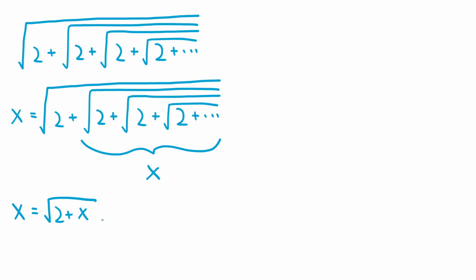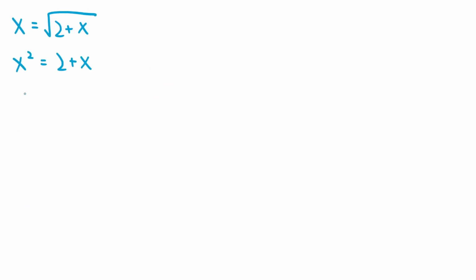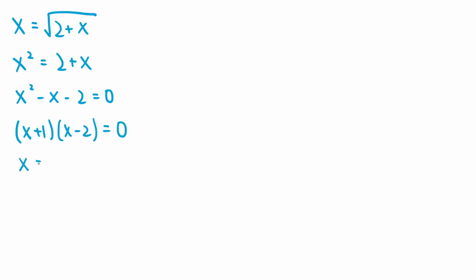To solve for the value of x, we should first square both sides of the equation, so this becomes x squared equals 2 plus x. Since the square and the square root cancel out on the right-hand side, we can rearrange the terms in this equation and rewrite this as x squared minus x minus 2 equals 0, and this is now just a standard quadratic equation. We can factor the left-hand side as (x plus 1) times (x minus 2), and this is equal to 0, which means x equals negative 1 or x equals 2.